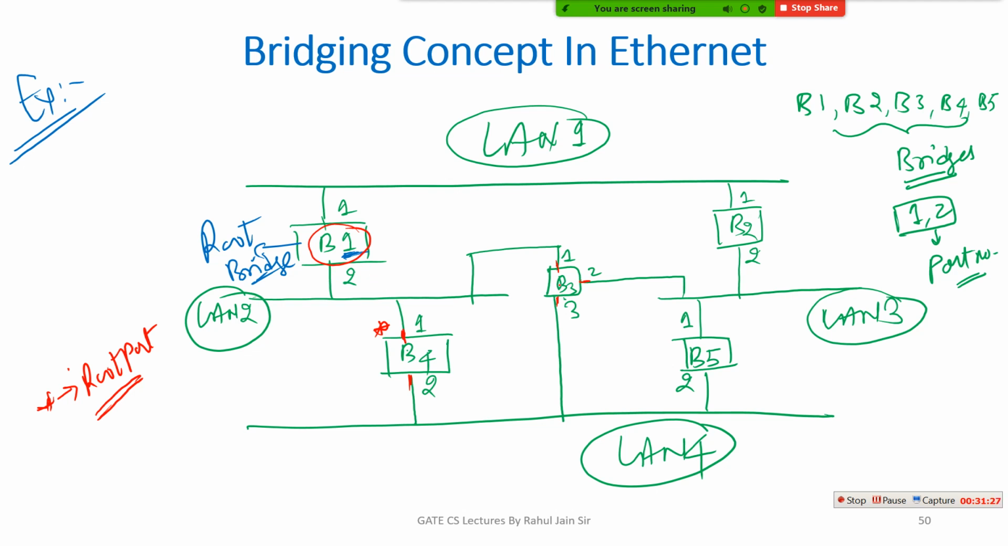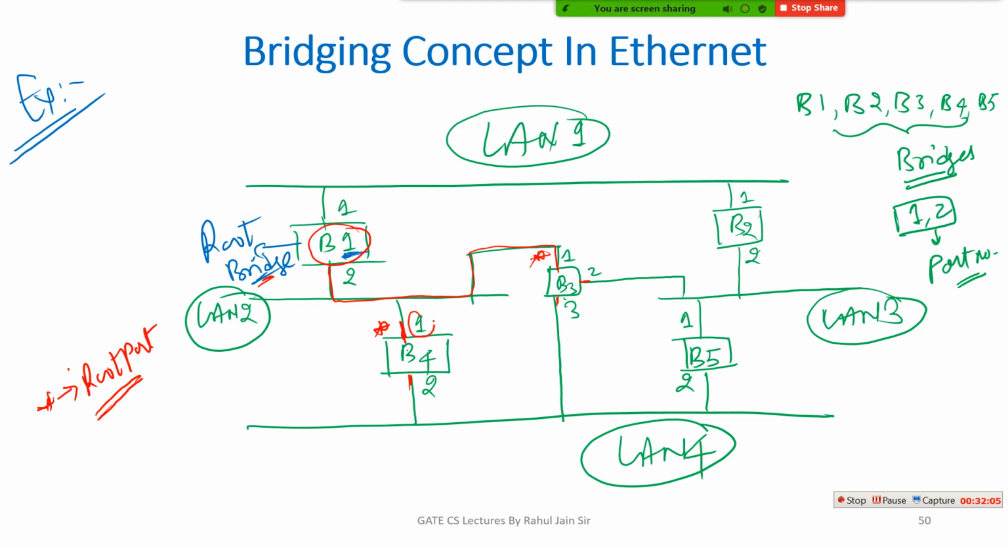Now if I talk about B3, B3 is connected directly to the root bridge with one port. So I will consider this port as a root port. Because if I consider port 2, then I need to go to B2 and then I can go to B1. And if I consider B3 via B5, then via B5 I need to go to B4 and then B1. But the port closest to the root bridge is termed as the root port. Is it clear, Manjit? Whatever port is closest to the root bridge is termed as the root port.